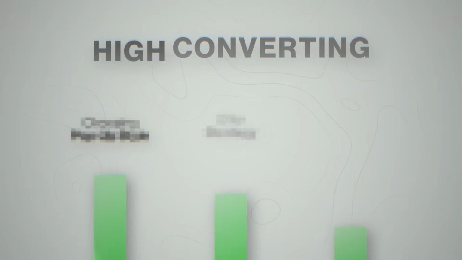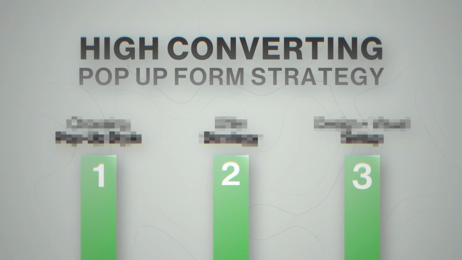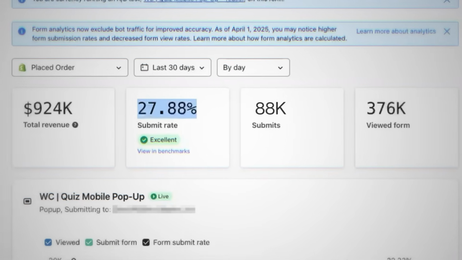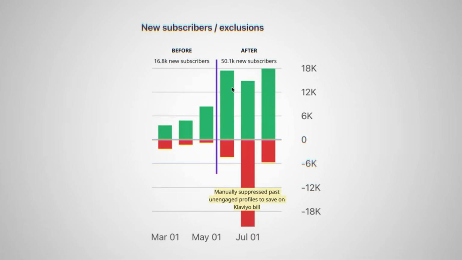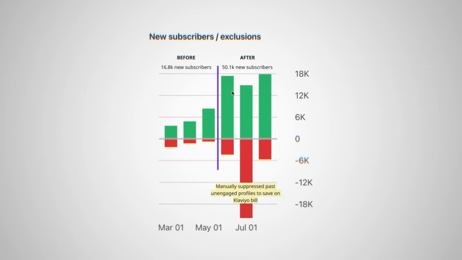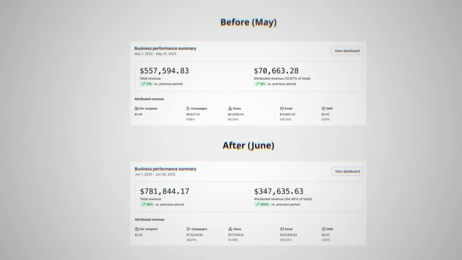This is how to create and design a killer email pop-up form to blow up your brand and explode your email list growth. Because when this is done right, it has the potential to bring you in thousands and thousands of new email subscribers literally every month. Just like this brand, which we helped grow from 16,000 to 50,000 email subscribers and generate an extra $200,000 per month.